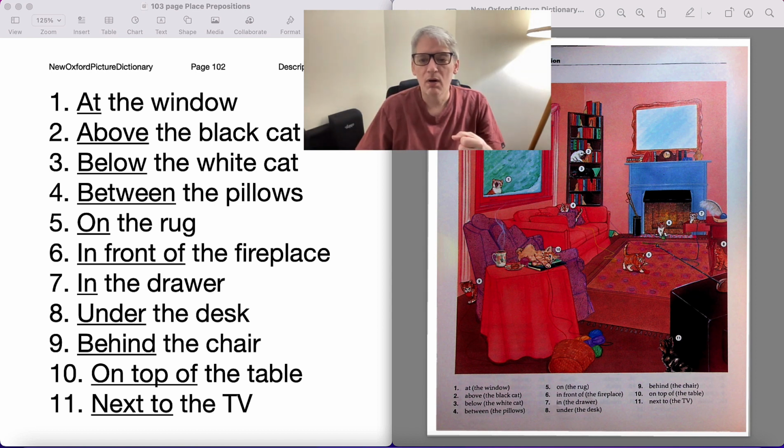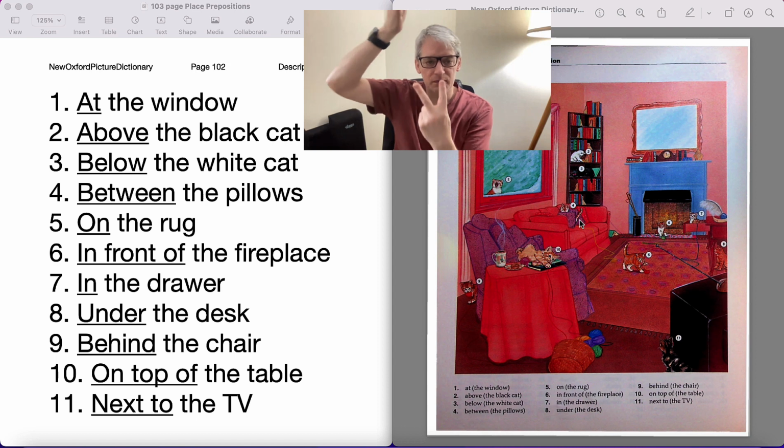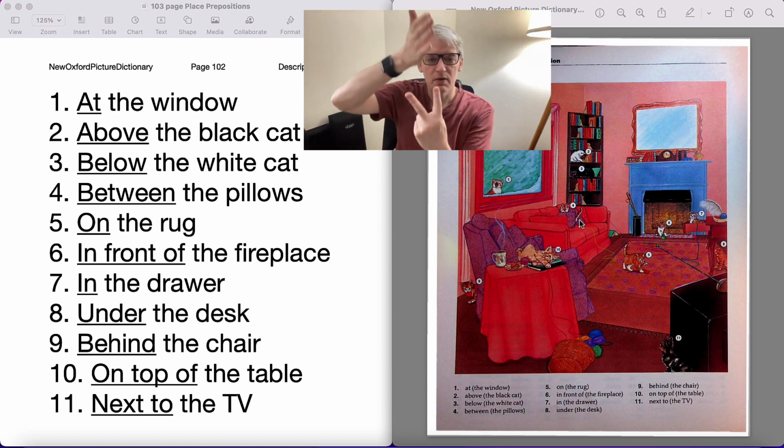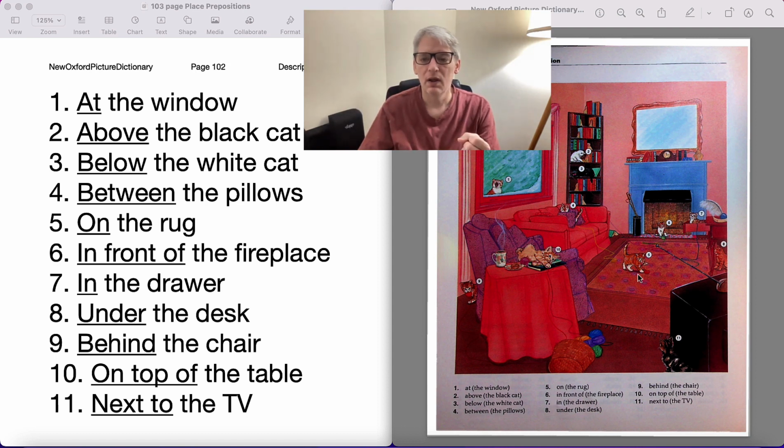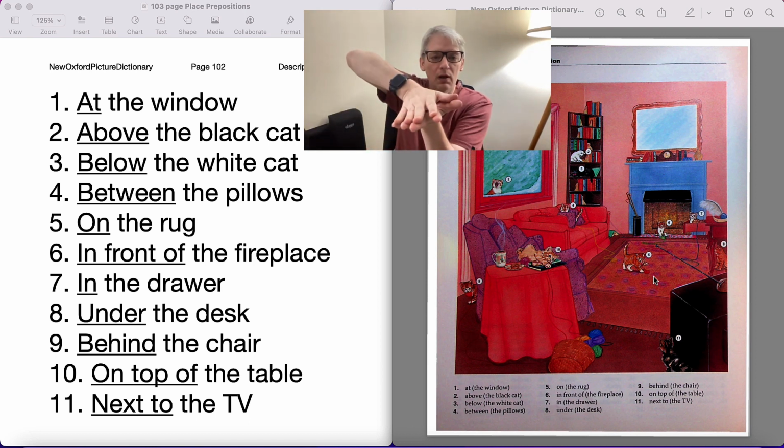In number four, we can see the cat here on the sofa, and the cat is between the pillows, between the pillows. In number five, the cat is on the rug, on the rug.